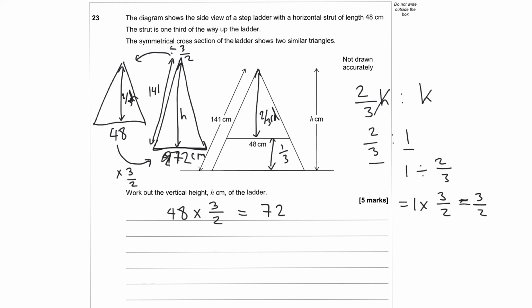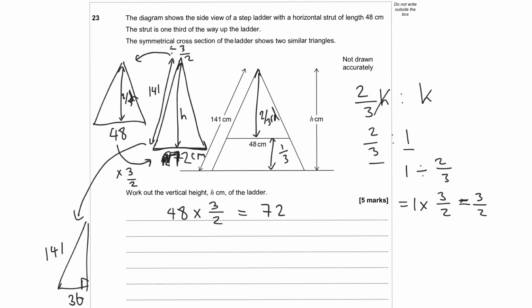Okay, so now that we know that, that's going to help a lot in terms of our Pythagoras. So having a look at this big triangle again, I'm going to split the big triangle into two right angles. So then I know that that's 141. If I know the whole base is 72, then 72 divided by 2 is 36, right? So that's going to be 36.